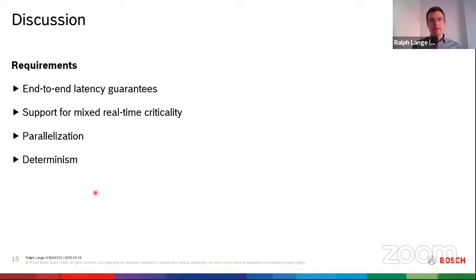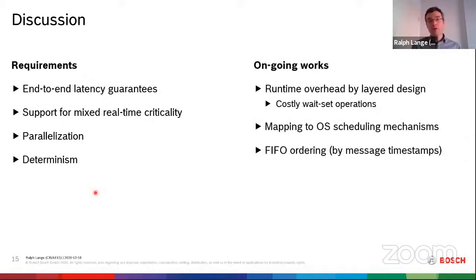We need to parallelize algorithms, and we want determinism to be able to at least reproduce results and computations and simulations, etc., or for debugging purposes in subsystems of our system. And there are a couple of ongoing works in the ROS community, working on ROS2 to achieve these requirements. The one is to reduce runtime overhead introduced by this layer design and by the distribution of execution management to middleware and client library, especially on these rather costly wait set operations.